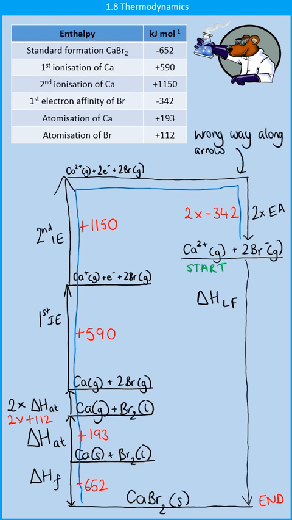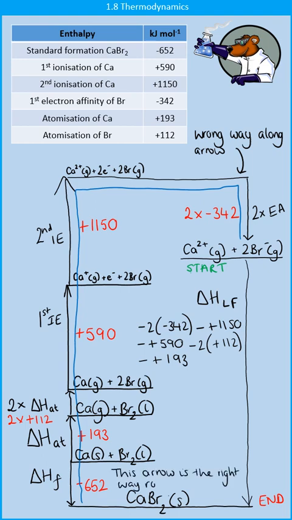And so I'm going the wrong way up this first arrow. So the arrow points down, but I'm going from where I've written start up, and so I'm going to need to take the negative version of that. And then I'm also going the wrong way down my ionization enthalpy arrows, so I do the negative version of that, and then the same for the first ionization enthalpy, and the same for my atomization.